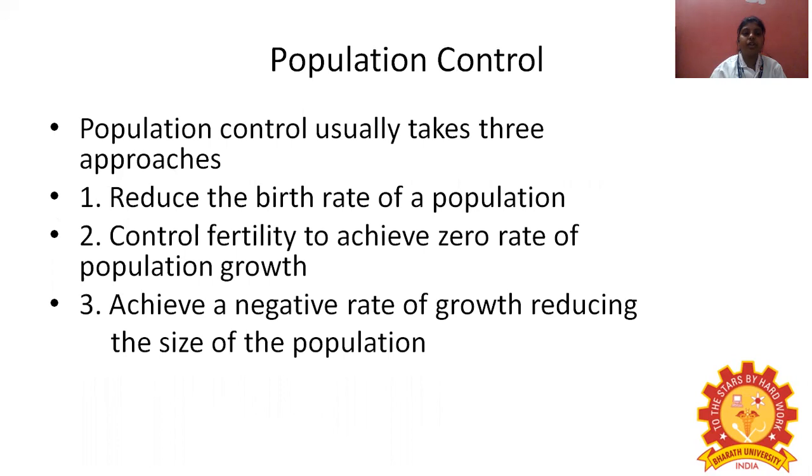Next, population control. Usually it takes 3 approaches. First approach is to reduce the birth rate of a population. Second thing is to control fertility to achieve zero rate of population growth. Third, achieve a negative rate of growth, reducing the size of the population.